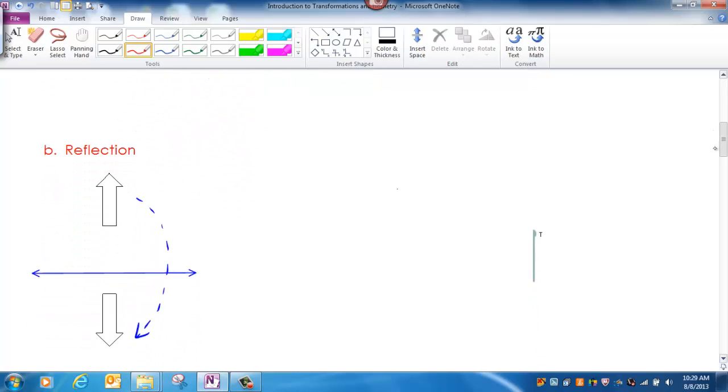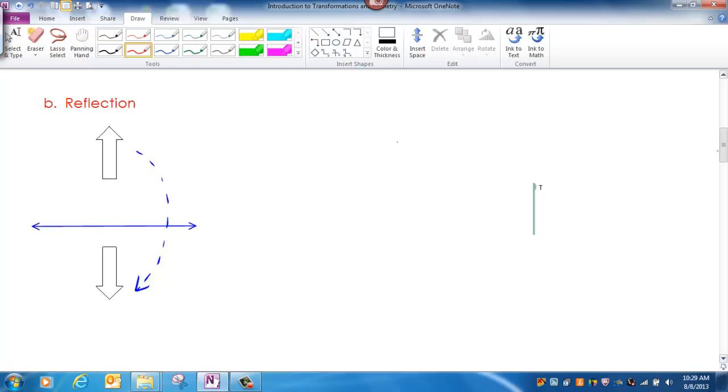Okay, the second type of isometry is called a reflection. And a word that I use to help remember reflection is flip. So this arrow is pointing up, we flipped it over this line right here, and that is a reflection.